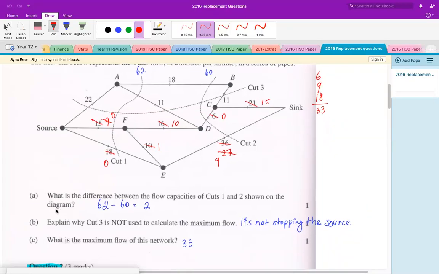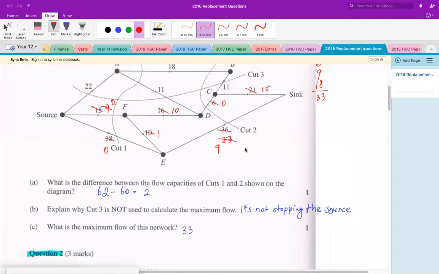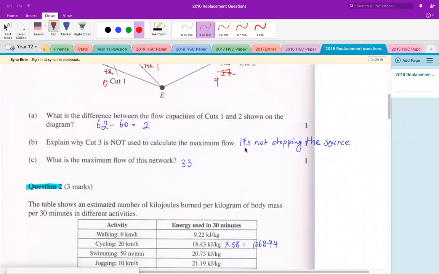And question A, you just have to find the minimum cuts, right, the values. Question B, explain why cut 3 is not used. That's because cut 3 does not stop anything. So let's just imagine if the source is putting out water and you put a block there. It's not going to block anything, right? Water is still going to go to the sink. Okay, question 2.